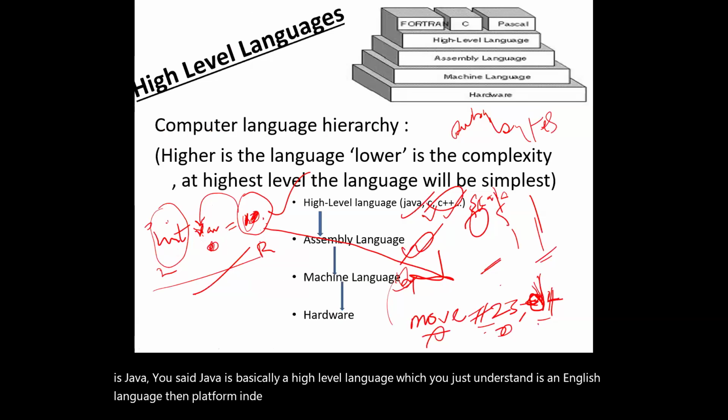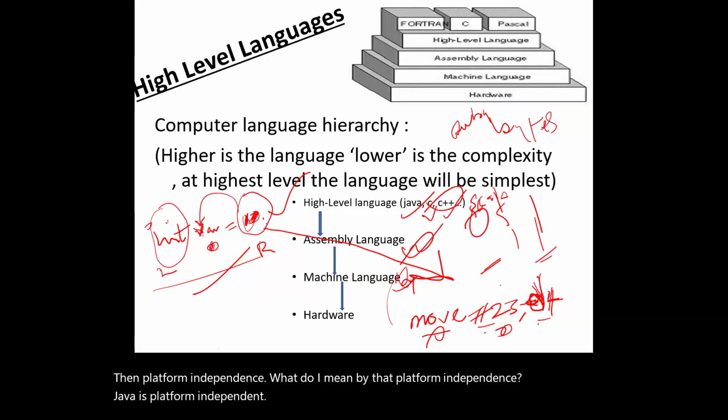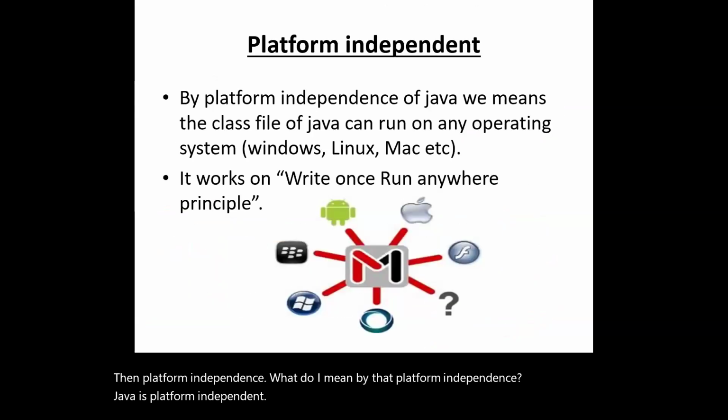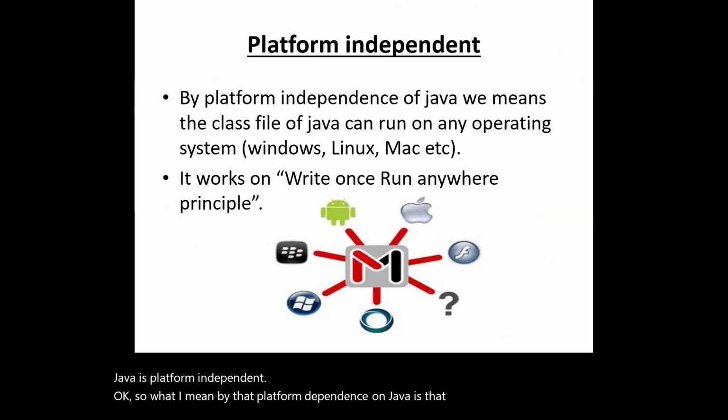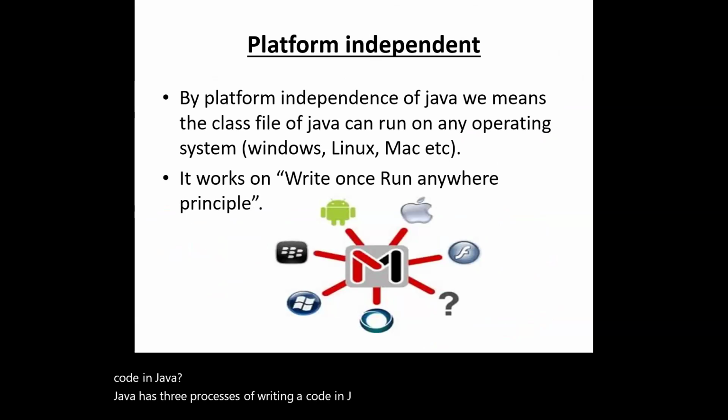What do I mean by platform independence? Java is platform independent. What I mean by platform independence in Java is this: can someone tell me the process of writing code in Java? What are the processes of writing code in Java? Java has three processes of writing code. What are those processes?